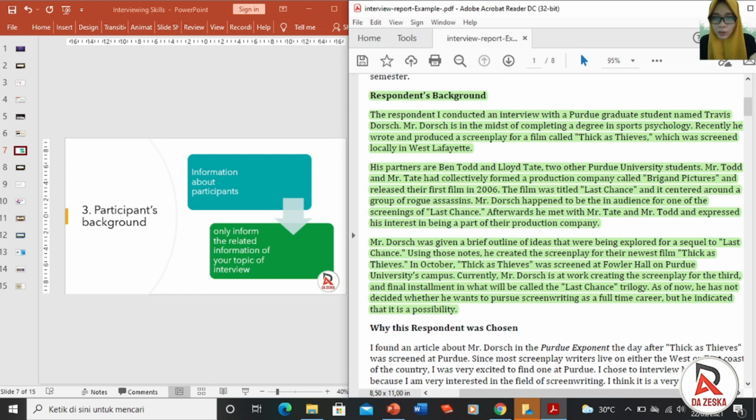The terminology or the word used for participants is different in the PDF. In the PDF, the word is respondent, and what I have in my presentation slide is participants. They actually have no difference. So whether you want to use respondents or participants, they are all similar. Now let us read again about the information that the writer has for telling the background of the participants or the respondents.